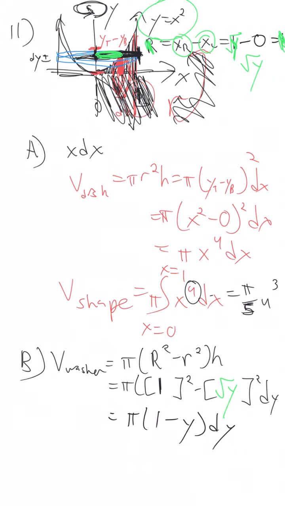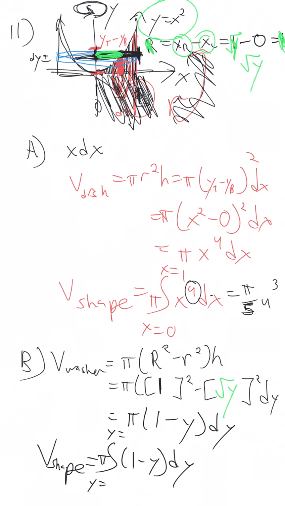That doesn't seem to be bad at all. So the volume of the shape then is the definite integral from y equals something to y equals something of pi times 1 minus y dy. Well, what in the world are we talking about here? We're talking about y equals, looks like here, which is 0, up to here, which is, well, if x equals 1, then y equals 1. So 0 to 1. And that in turn is going to equal pi over 2 units cubed.